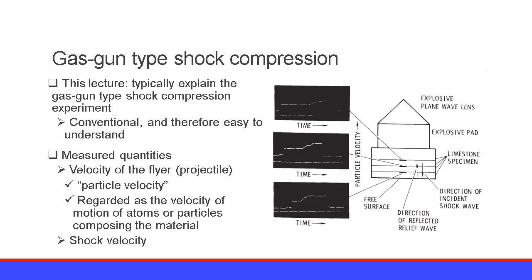In this lecture, I typically explain the gas gun type shock compression experiment. This method is conventional and therefore easy to understand. In this type of experiment, we have two quantities to measure. One is velocity of the flyer or projectile, which is referred to as particle velocity. It is regarded as the velocity of the motion of atoms or particles composing the material. The second one is shock velocity.